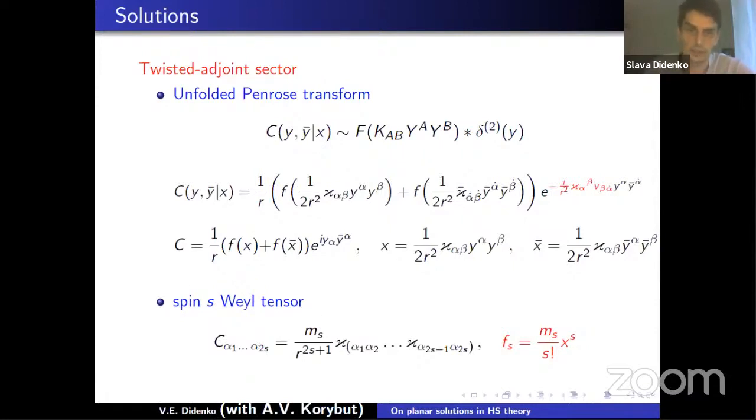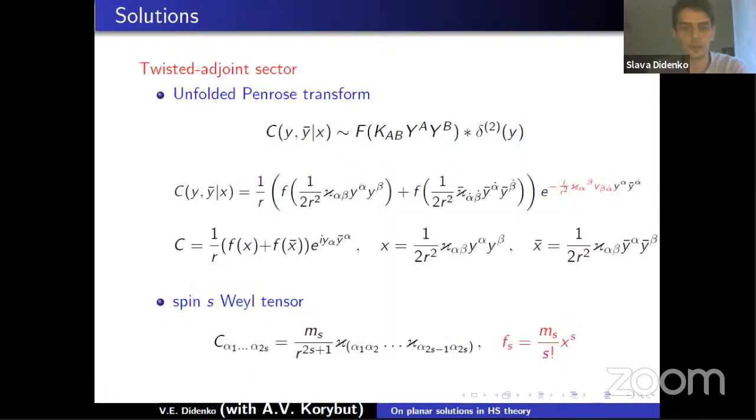It is very conveniently parameterized by this function f. So any monomial term in M of degree s corresponds to some spin s field activated at the free level. For spin equals 2, it gives you the planar black hole solution. And for arbitrary s, it gives you a natural generalization. This unfolded Penrose transform guarantees that the global symmetries are all right. It corresponds to the planar and static symmetries of the solution.